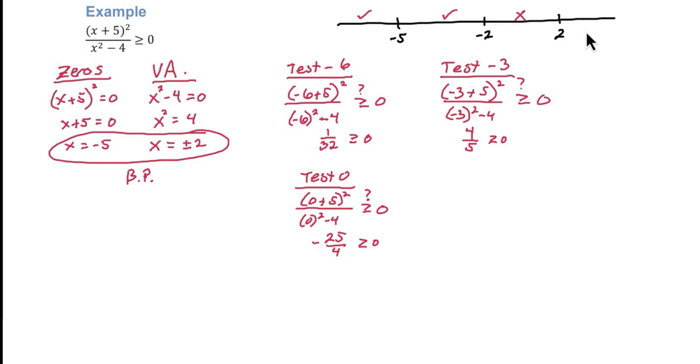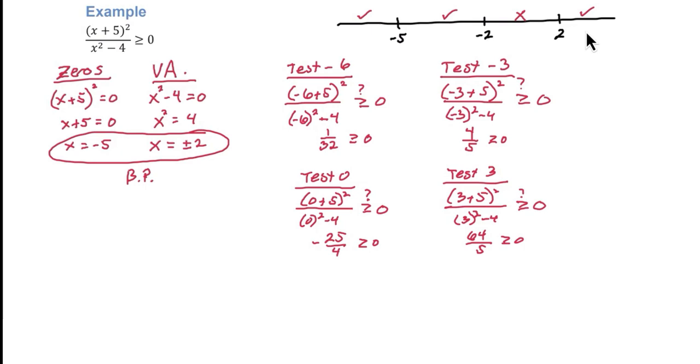Finally, we need to pick a number that is bigger than 2. Let's try positive 3. 3 plus 5 squared over 3 squared minus 4. Is that greater than or equal to 0? We get 64/5, which is definitely bigger than 0. So we'll keep that final interval since it's true.